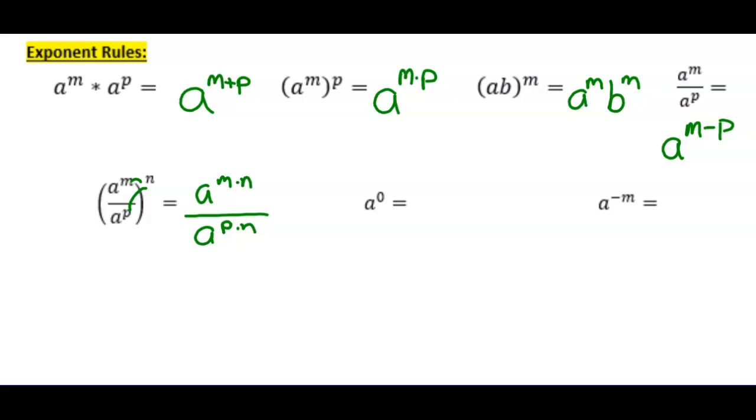A to the 0 is always equal to 1. Anytime you see anything to the 0 power, you need to put a 1 there. And then, you're going to multiply that out. Don't leave the 1 there in your answer. Okay? We don't need the 1 there. Alright? Questions?